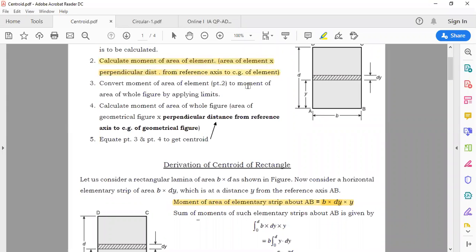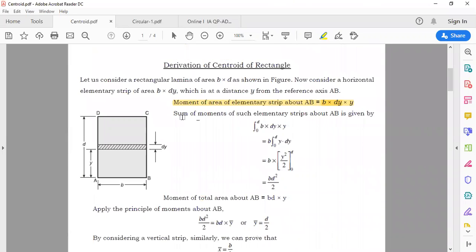Now next, what you do in the third step, you're going to convert this moment of area of the strip to the moment of area of the total figure. How? By applying limits, or by the method of integration. So the sum of the moments of such elementary strips. Why am I using this word sum? It is because the sum of such elements put together gives us the total rectangle. So I am going to apply limits to this equation.